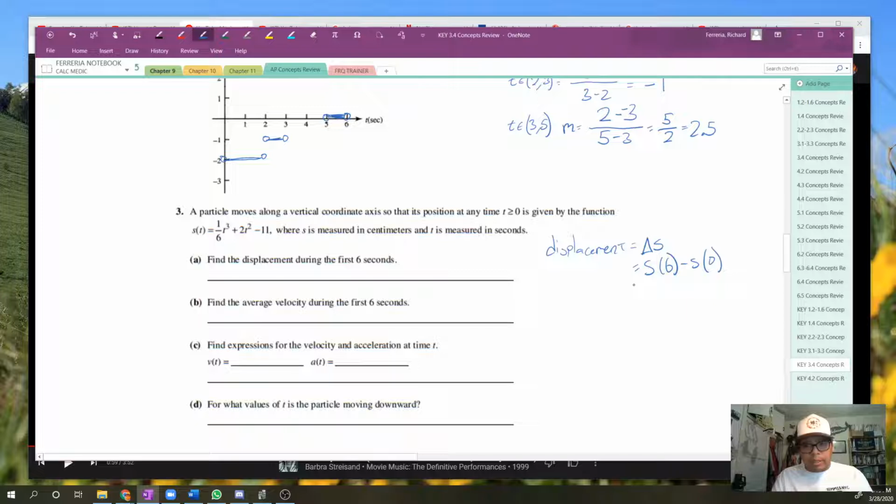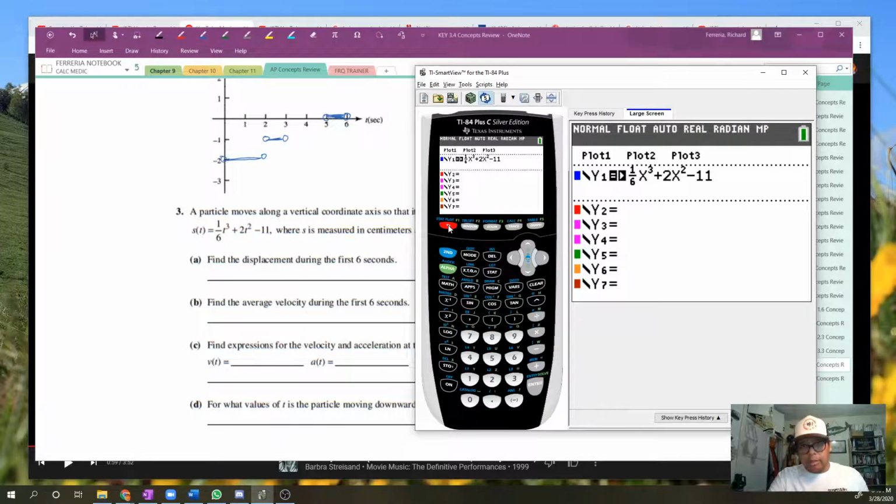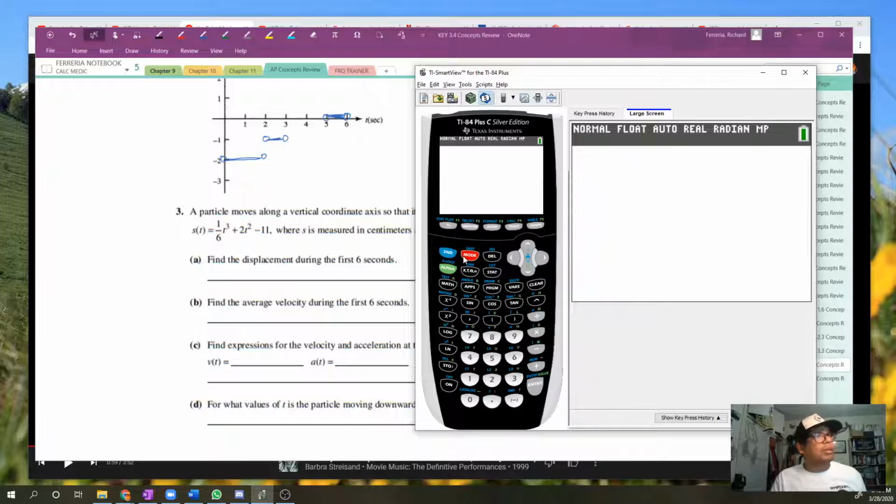So let's quickly plug that into the calculator and figure that out. Here's our calculator. You'll notice that I went ahead and put the position function already into y1. So all I need to do now is go to the home screen and take a difference, y1 at 6 minus y1 at 0, and that should get this answer to me, 108.